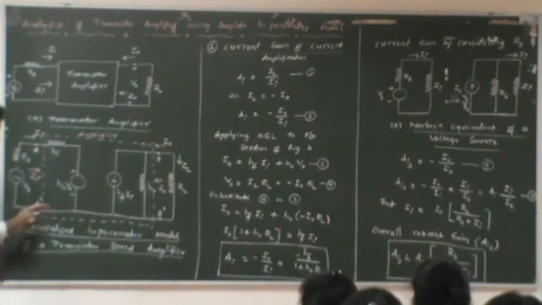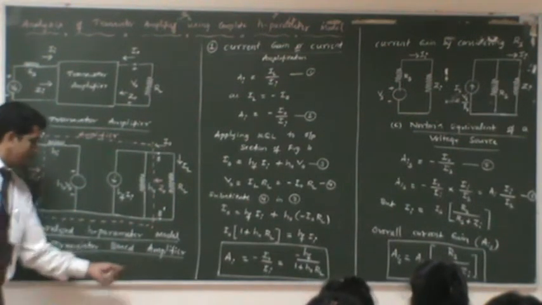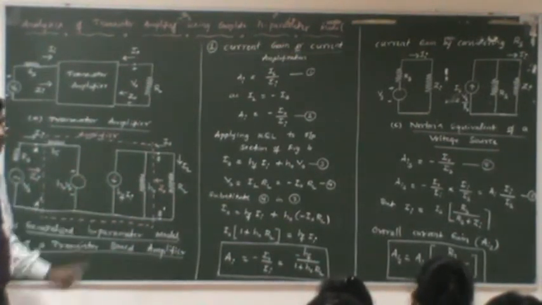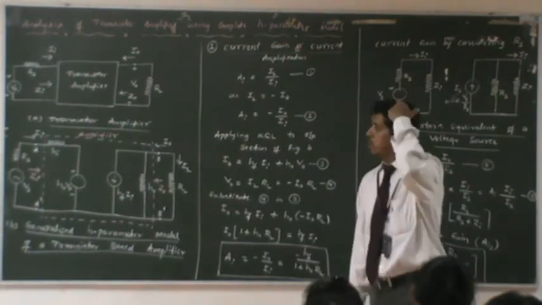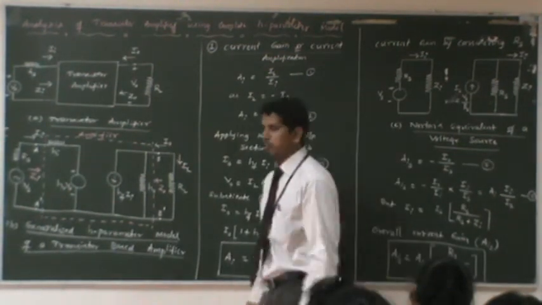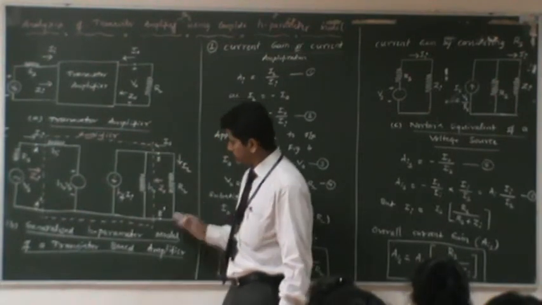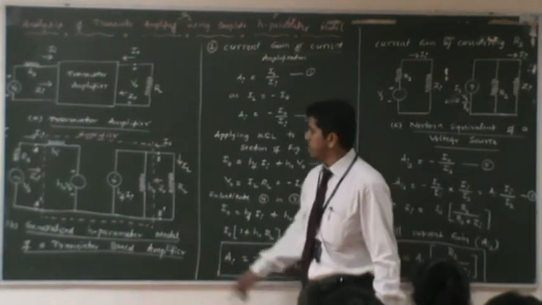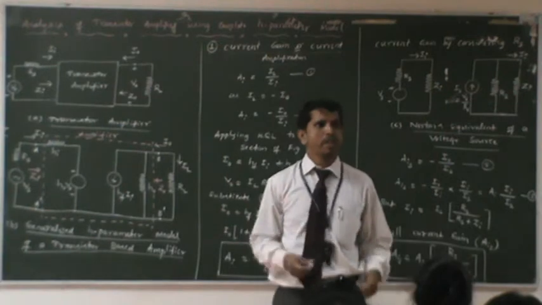So that's why, for the time being, we are doing the analysis of the transistor based amplifier using the complete h parameter model. So this is the complete h parameter model. From an examination point of view, they will ask you to derive the expressions for the current gain of this transistor amplifier, the voltage gain, and even the input as well as output impedances. For all of these we can derive mathematical expressions.